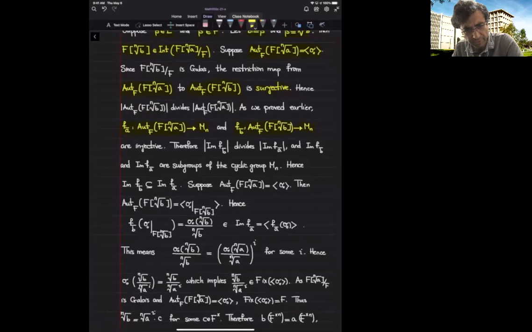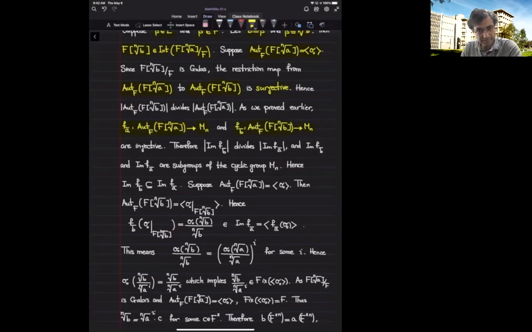Let me quickly recall how the proof goes. If I give you an element over here that's in the kernel of this map, that means that sigma applied to the nth root of b gives the nth root of b back. That means that nth root of b is fixed under sigma, F is fixed under sigma, so sigma is the identity. This is how we showed this is injective. Similarly, this is injective. So we are getting two subgroups of mu sub n, and because this is a quotient of this one, the cardinality of this group divides the cardinality of this group.